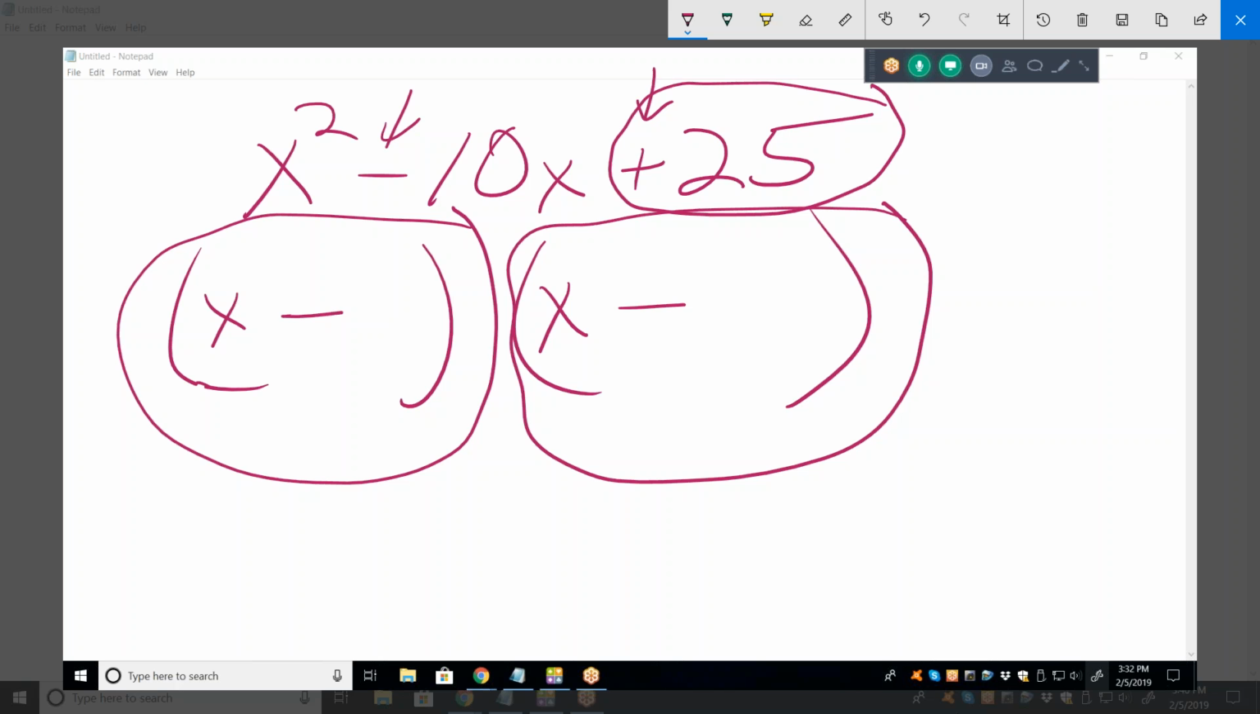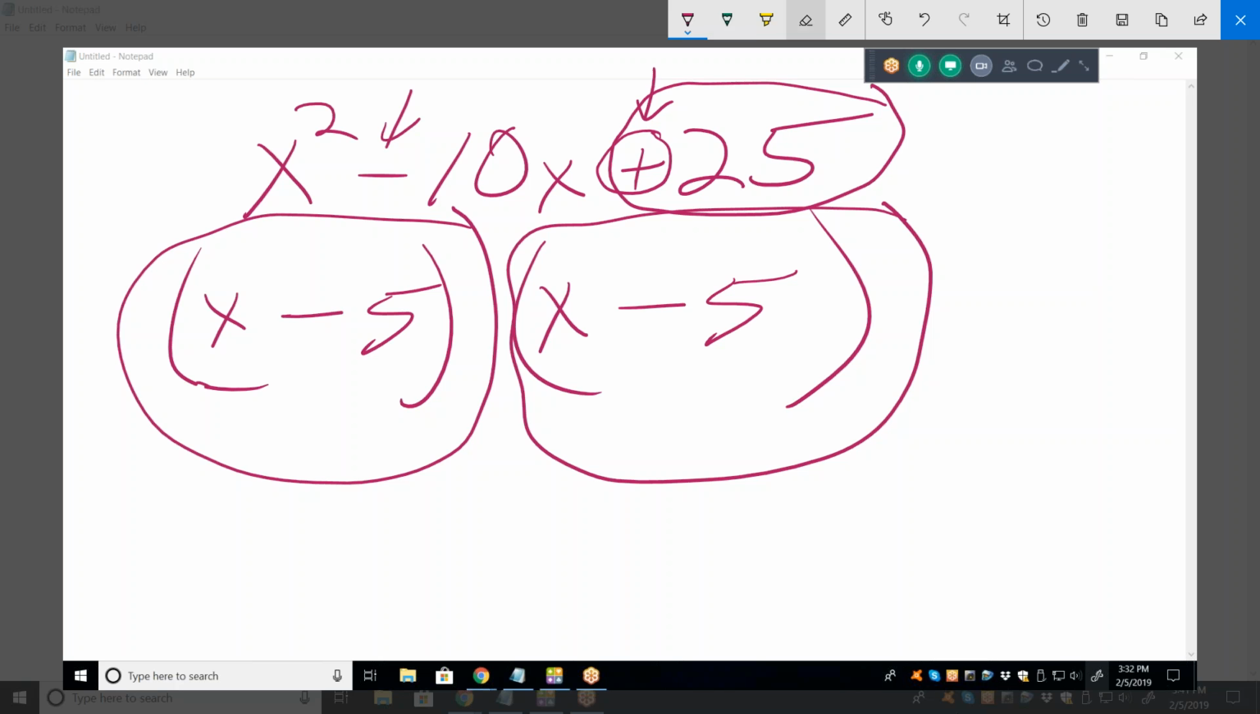Now the third step is relatively easy. We're looking for factors of 25 that do what? That add to 10, negative 10. Add, because that is a plus sign. So they need to add to 10. So that's going to be 5 and 5. 5 and 5 add to 10. That's how you factor that problem.